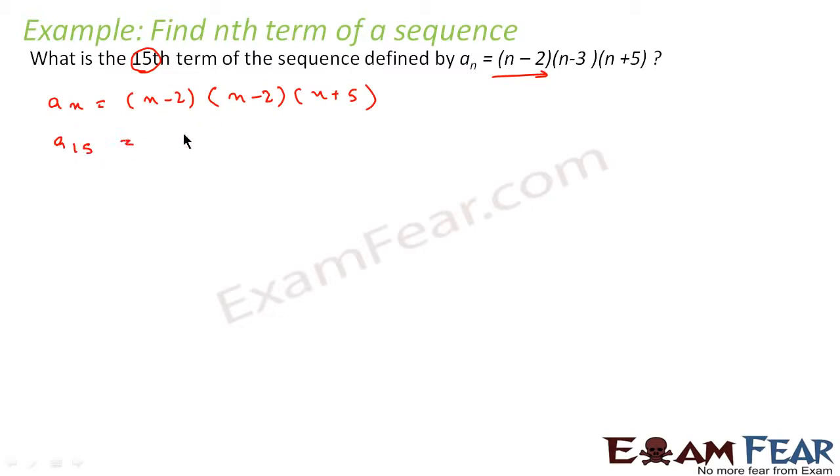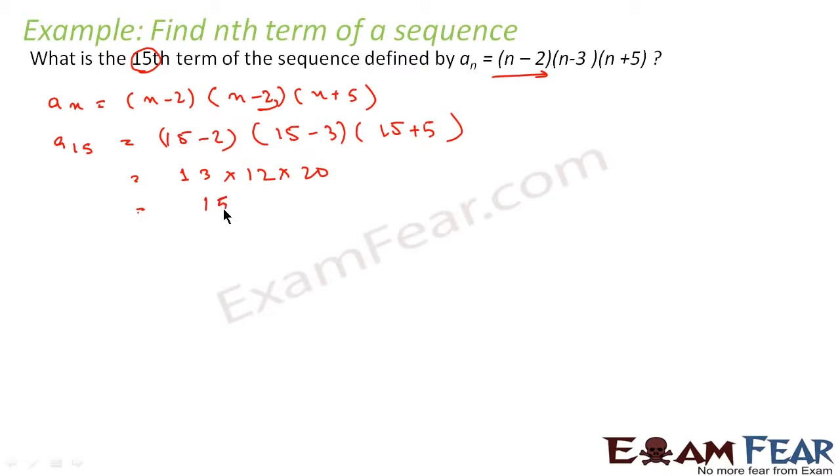Just we have to replace n with 15. So replacing n with 15 we get 15 minus 2, this is 15 minus 3, and this becomes 15 plus 5. So 15 minus 2 is 13, 15 minus 3 is 12, into 15 plus 5 is equal to 20. So what we get is 13 into 12 is equal to 156, into 20, and this is nothing but 3120, and this is our answer.